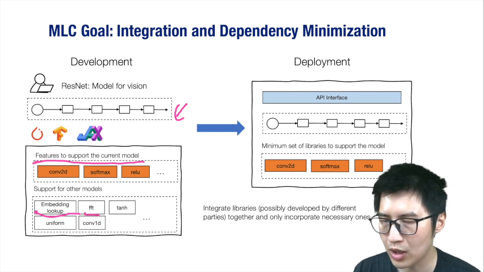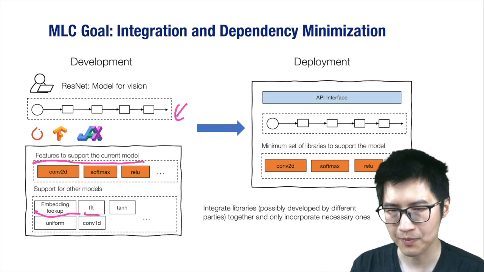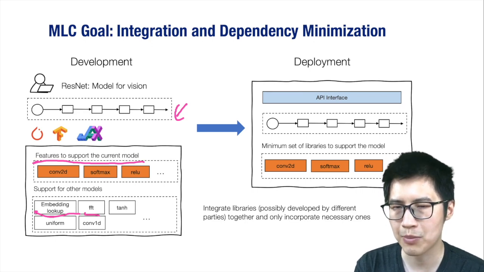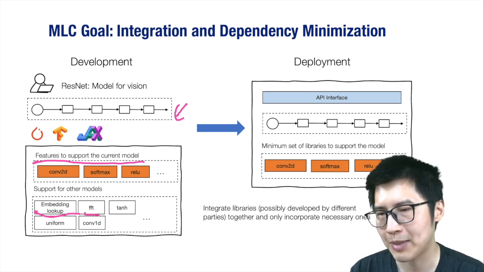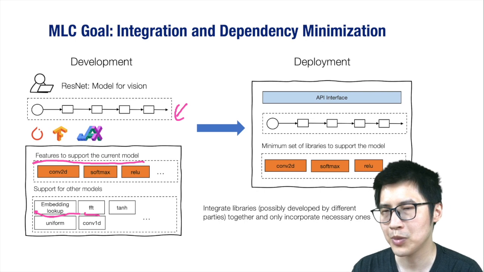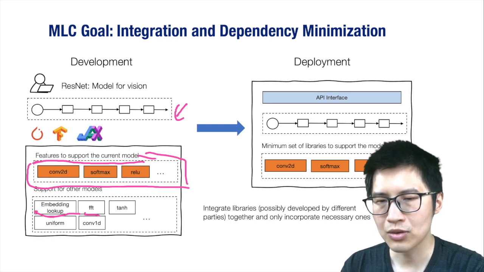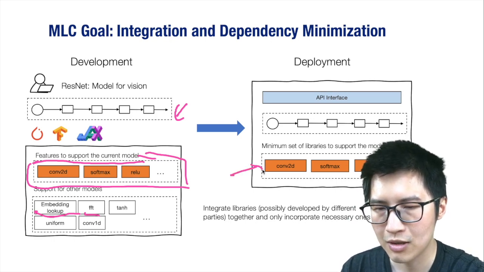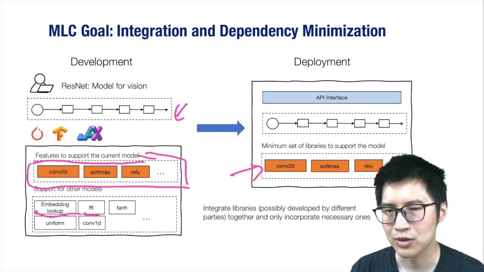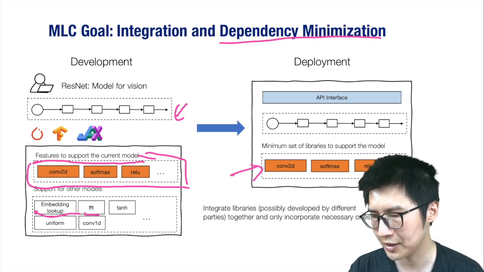So one of the goals of machine learning compilation is trying to come up with a deployment form such that we can have a minimal set of artifacts that allows us to support deployment. Specifically, one of the things that MLC might do is we can analyze this machine learning execution, and we find that, hey, only this component is really necessary. So let's also try to come up with a corresponding component on the right-hand side that is minimal to support the model execution. So this is related to the goal of dependency minimization.